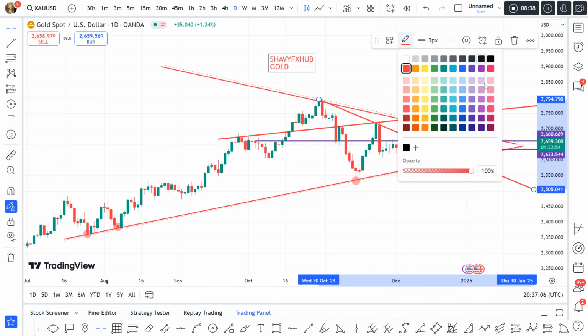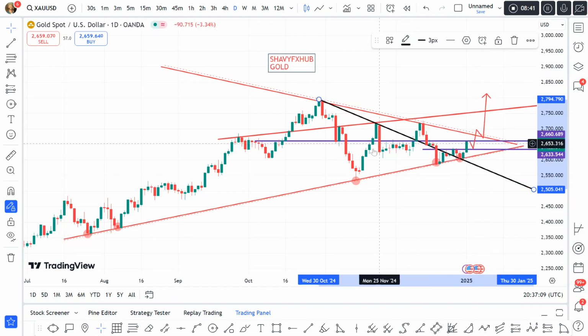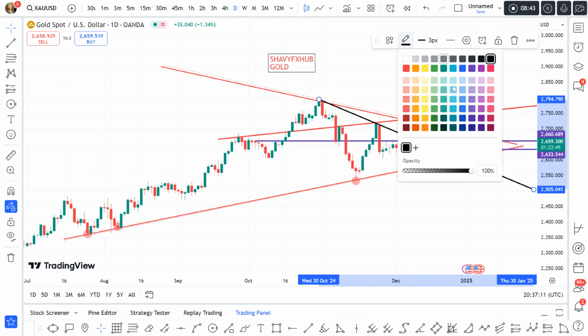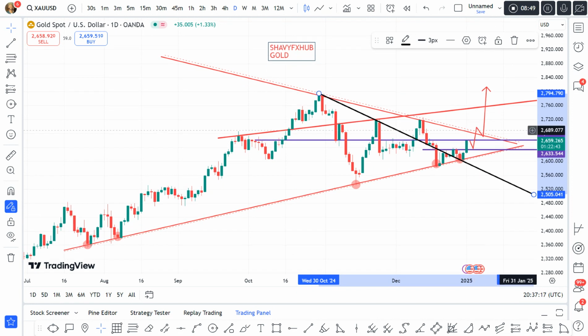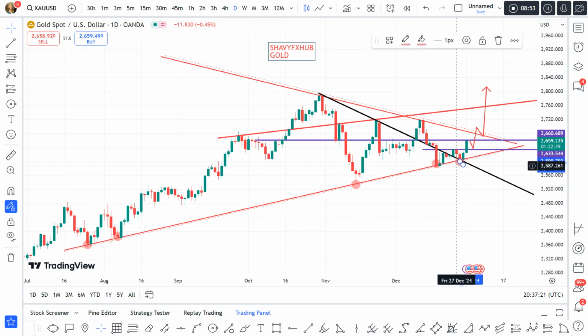So we want to keep it and also change the color to black. So in the future, we want to see price return to that level. So this is what's happening.